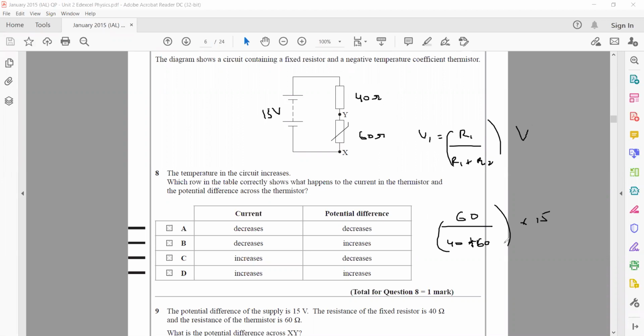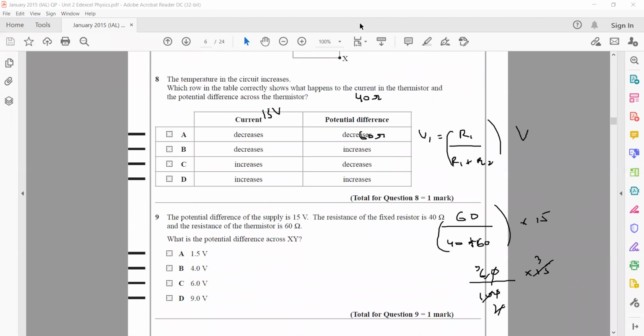When we solve this, 60 divided by 100 times 15, 0 will cancel with 0. This will be 3, 2. This will be 3. So 3 multiplied by 3 equals 9 volts. So the answer is D.